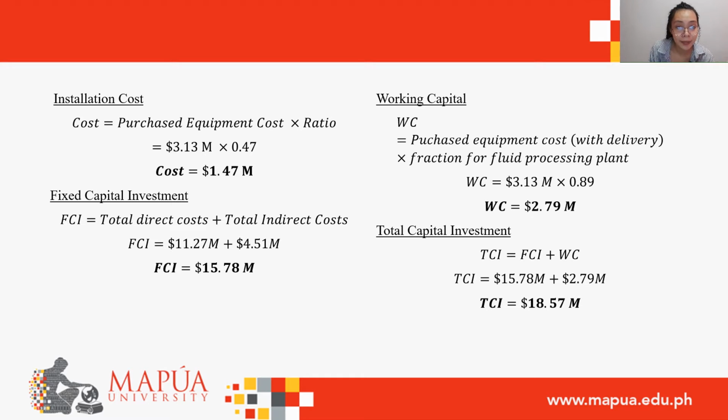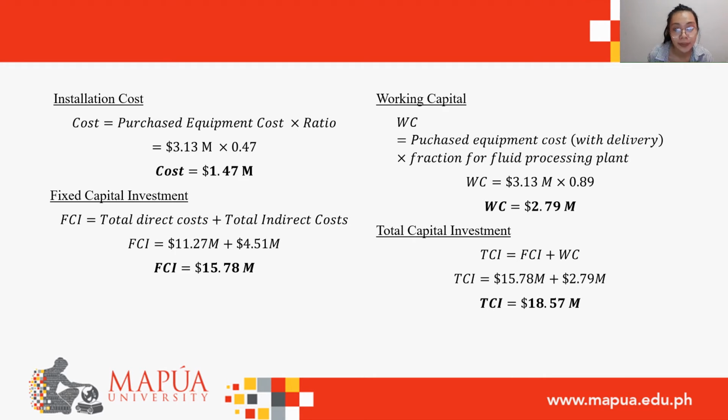The fixed capital is simply the sum of direct and indirect costs valued at $15.78 million, which is also known as capital expenditures. A short definition of it is that it is the depreciable amount invested in the early stages of the plant's construction.